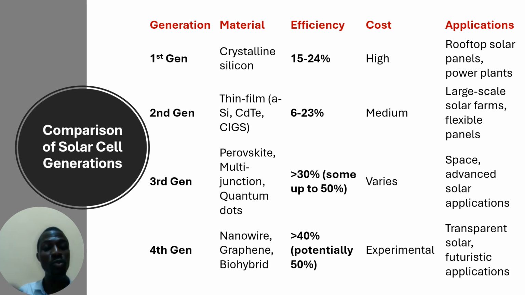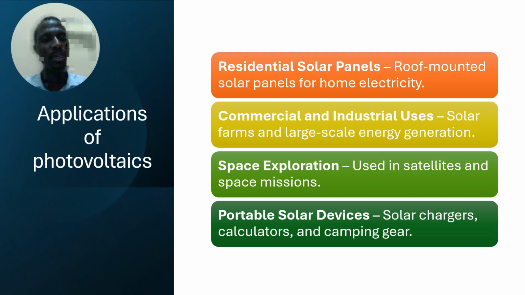The fourth generation, which are futuristic, are majorly nanowires, graphene, and biohybrid. Expected efficiency should be greater than 50%, although it's not expected to be more than 50%. So we are still in the experimental phase, and we expect that one day we'll break through with this and have the fourth gen commercially available in the market. So with this, we can have transparent solar cell that we can use on our windows and for so many futuristic applications, even in our cars.